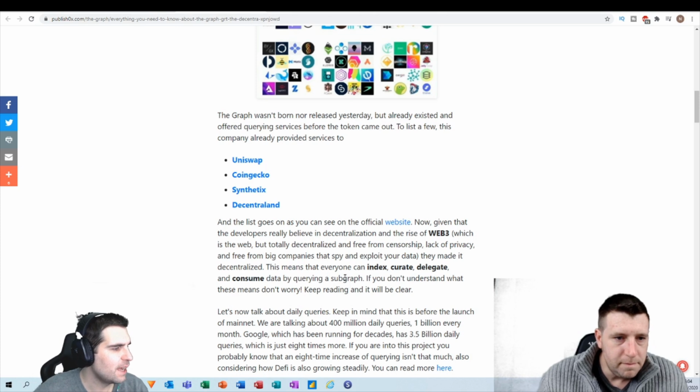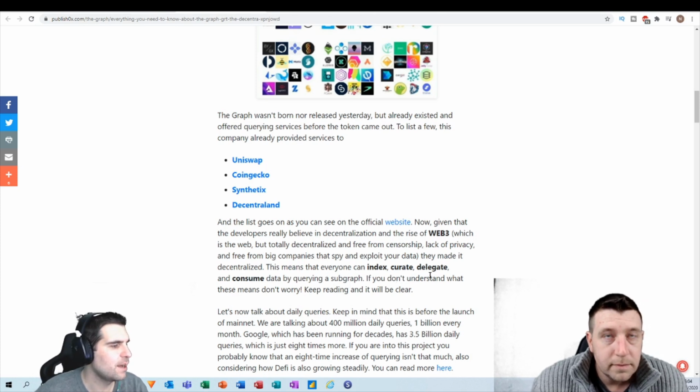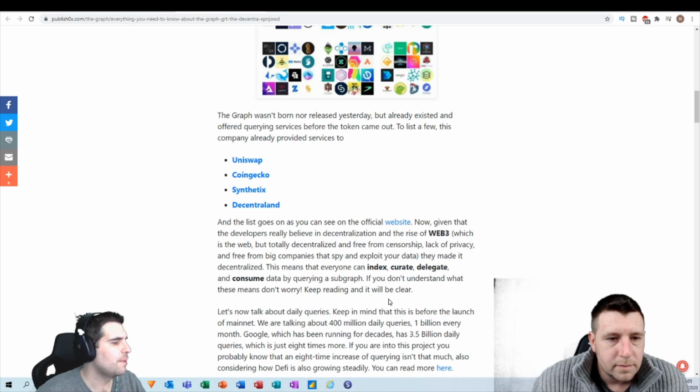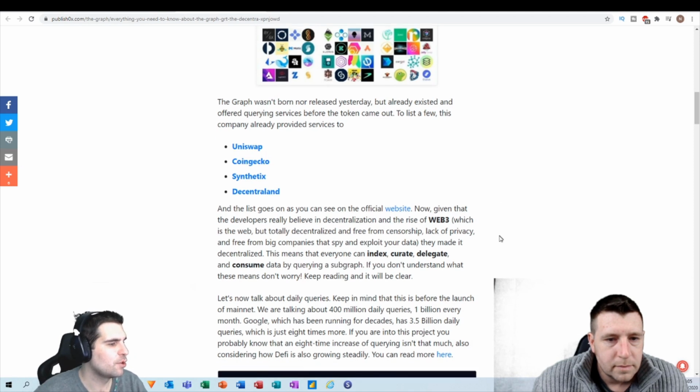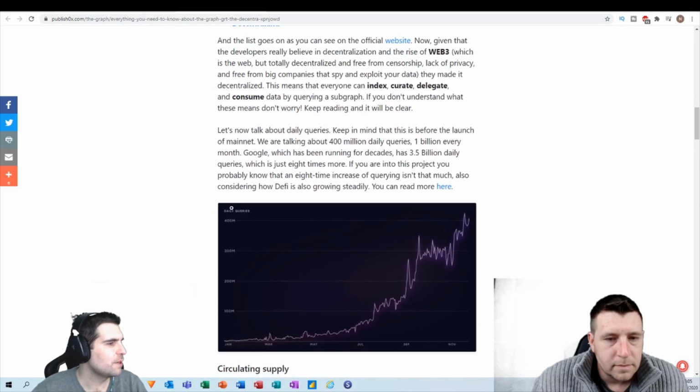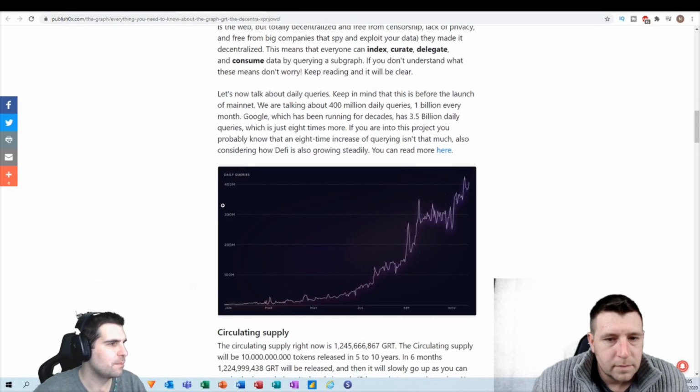This means that everyone and anyone can index, create, delegate, and consume data by querying a subgraph. Don't worry if that doesn't make a lot of sense. Subgraphs are just very important to the Graph project. So let's talk about what the differences are between something like the Graph and Google.